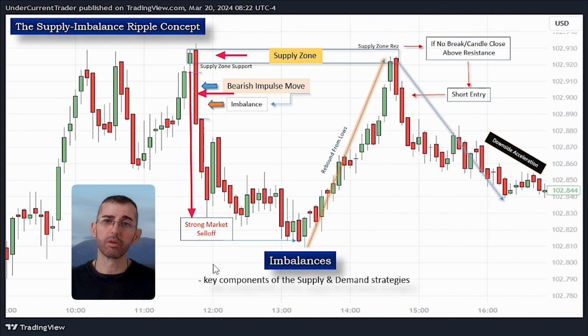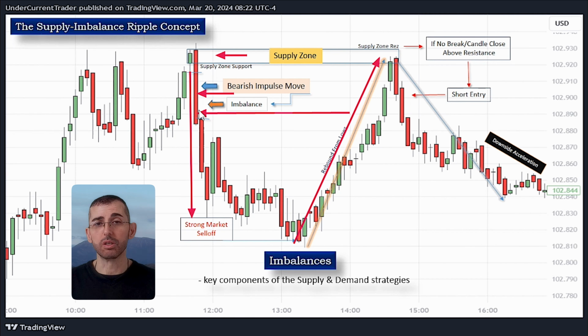What that means is that following this strong market sell-off, traders often anticipate, and sometimes it works and sometimes it doesn't, nothing in trading is obviously guaranteed. That's why we have stop losses, but retail traders often anticipate a market reversal to the upside to balance this imbalance zone. And again, the underlying principle here is the market's tendency to often restore a price equilibrium, which is basically its primary mechanism to achieve balance between supply and demand forces.